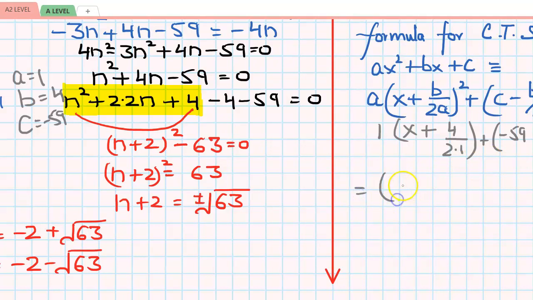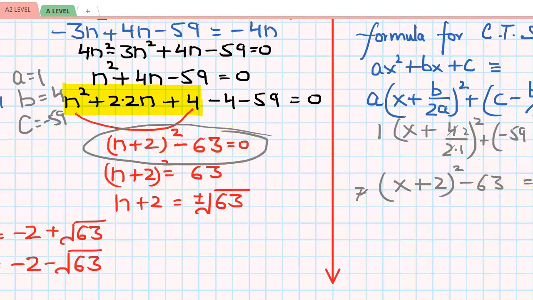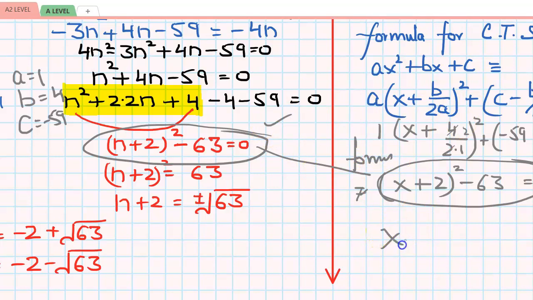So if I simplify it, I'm getting (x + 2) square, and 59 minus 59 minus 4 is minus 63. So you can see that this equation and this equation are the same. So this is using the formula and this we have done using the mathematics. If you calculate, the other method is the same. So x is minus 2 plus or minus root 63.